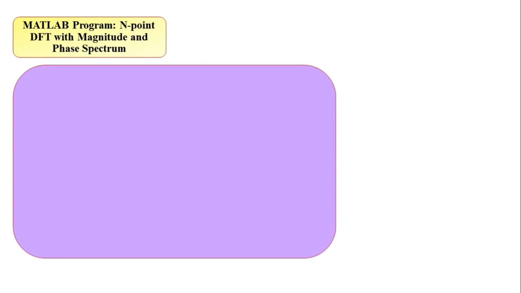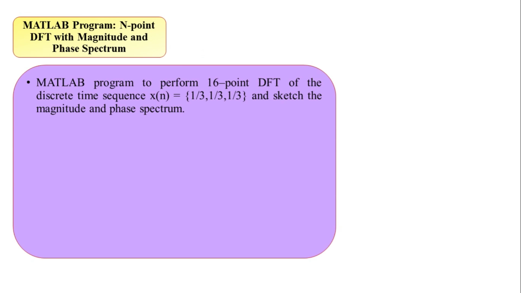So in the MATLAB environment, we require the task to be performed. So the task or the objective here, for example, is a MATLAB program to perform first of all the 16 point DFT of the discrete time sequence given as x of n is equal to 1 by 3, 1 by 3, 1 by 3, the three elements here, and we also have to sketch the corresponding magnitude and phase spectrum.